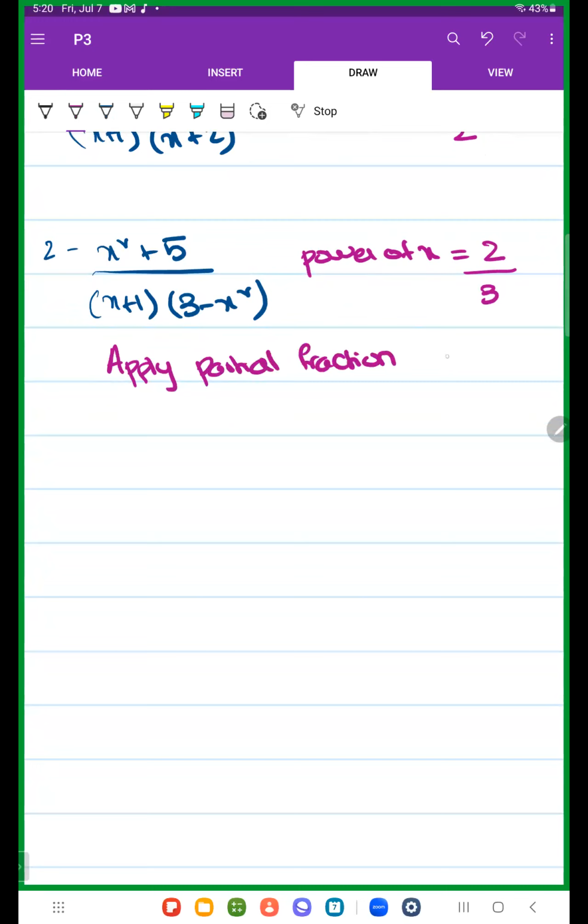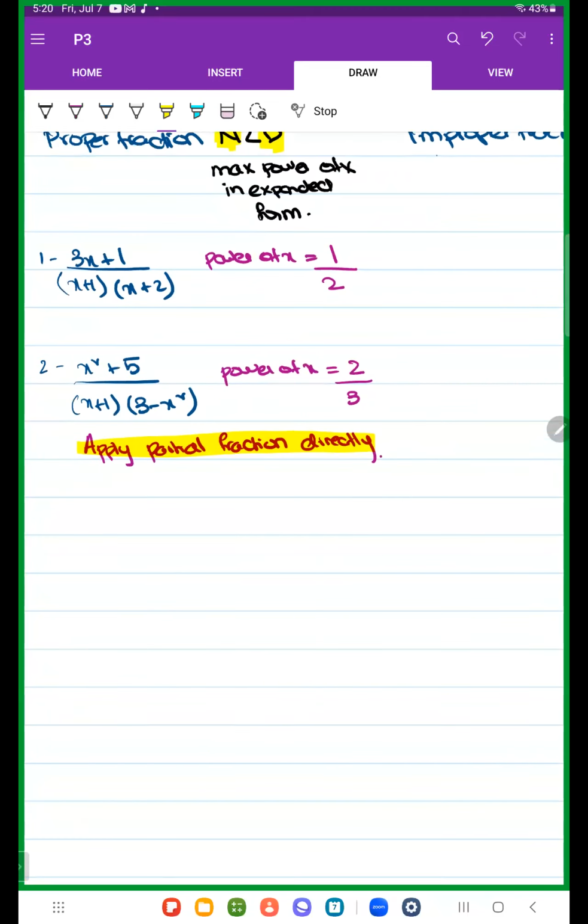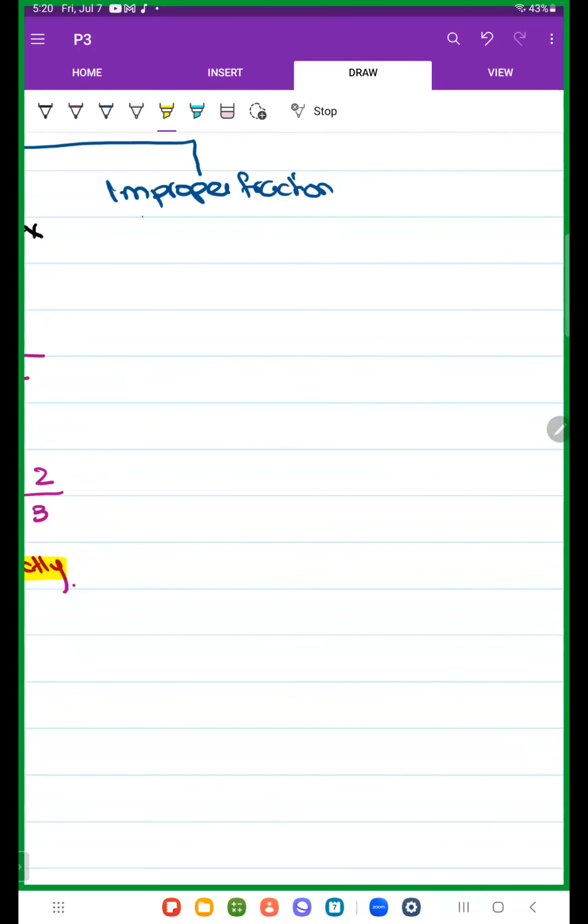I'll explain this to you with an example later, all right? Okay, let's talk about what an improper fraction is. An improper fraction is basically any fraction where the power of the numerator is either equal to or greater than the power of the denominator. Remember, it's either equal to or greater.